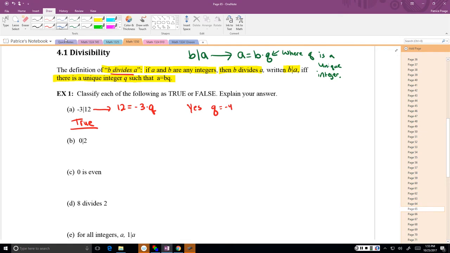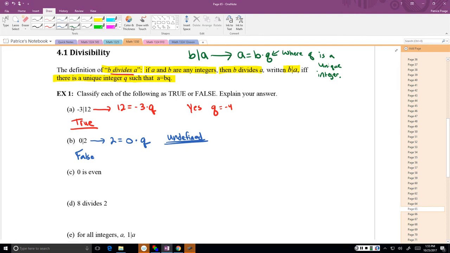All right. 0 divides 2. If it's true, that implies that 2 equals 0 times q, where q is a unique integer. Is there a unique integer q that makes this true? No. This is false. Anybody remember what this is called? There is no value of q that would ever make this true. There's nothing you can multiply to 0 to give you 2. So it's undefined. There's no q in existence.